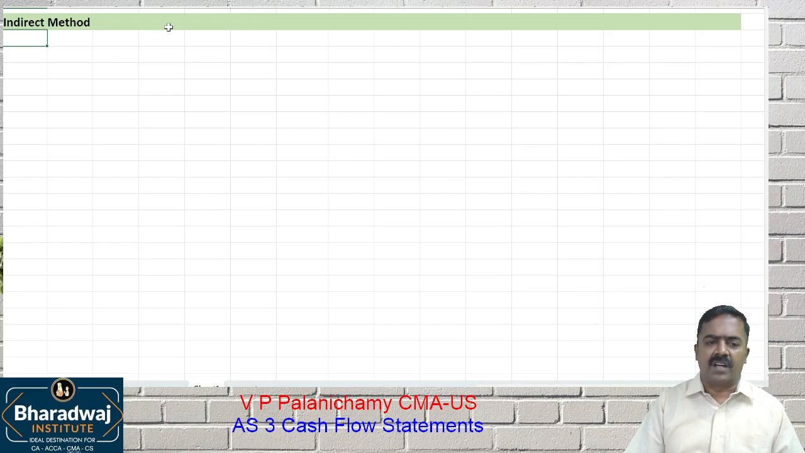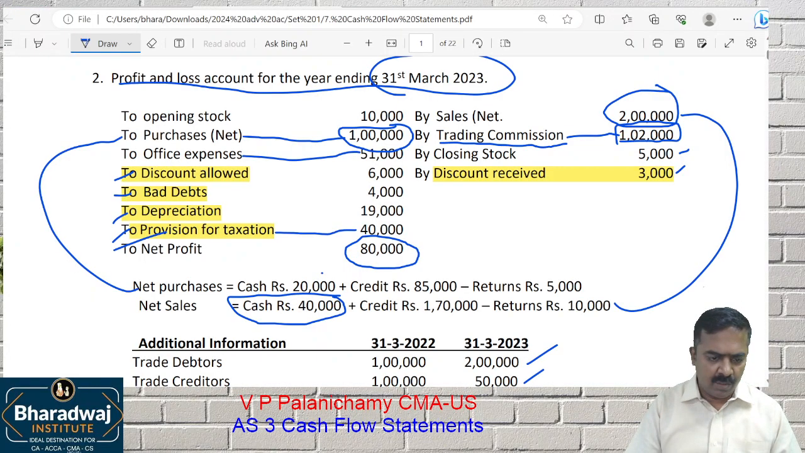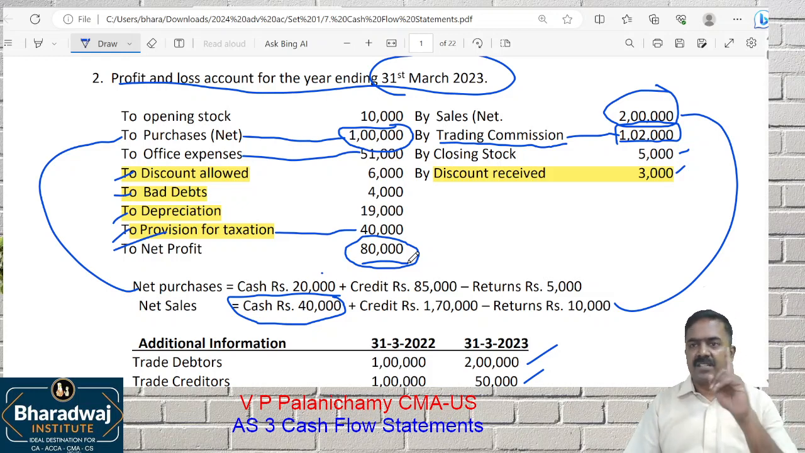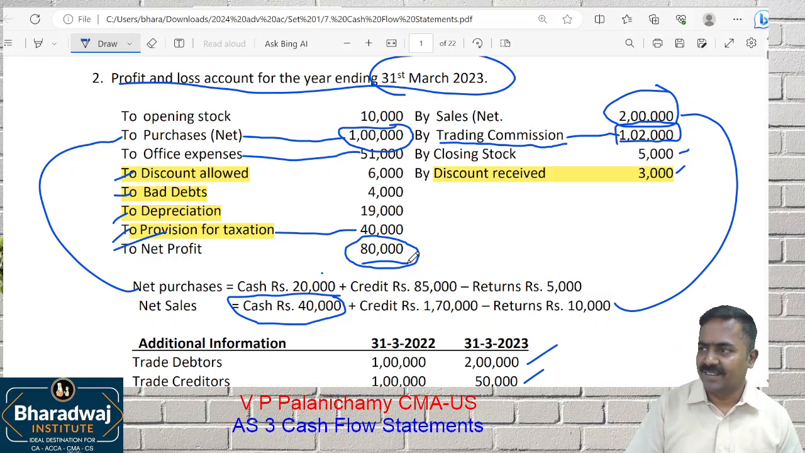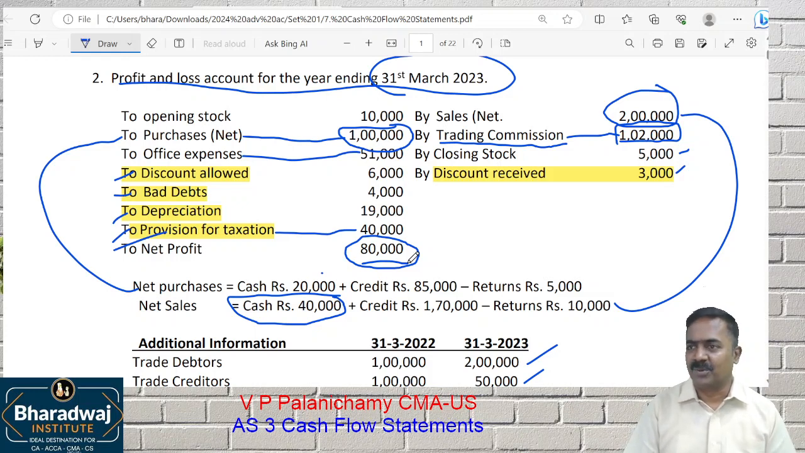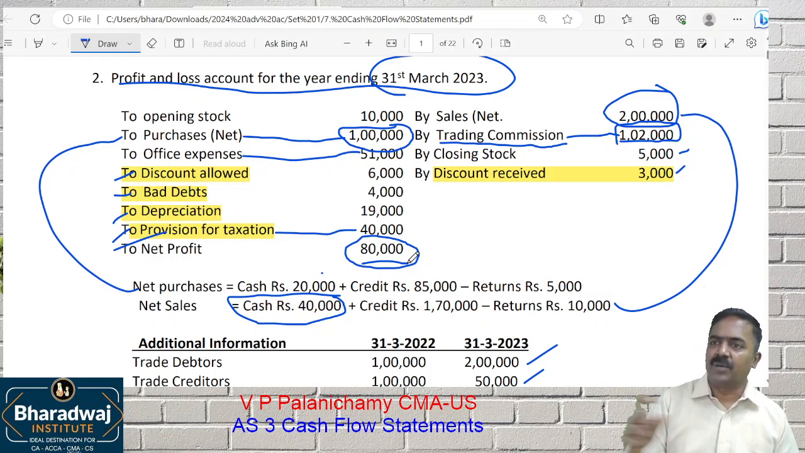Why is net profit not equal to cash? Net profit is calculated on an accrual basis. It includes both cash as well as non-cash items. Either expense or income, we include both cash as well as non-cash items, collections as well as accrued amounts. That is why net profit is not equal to cash.